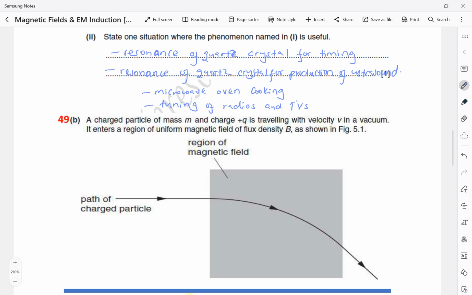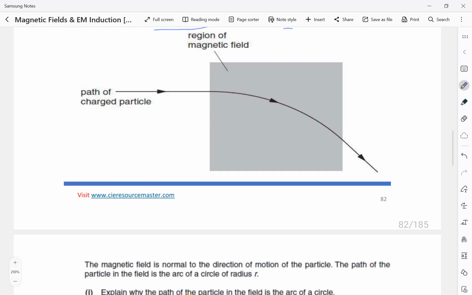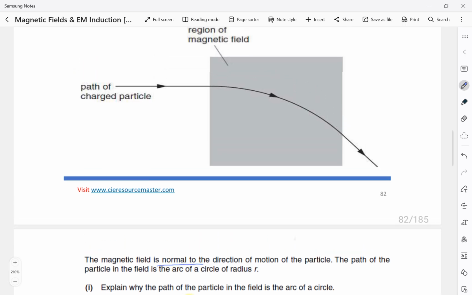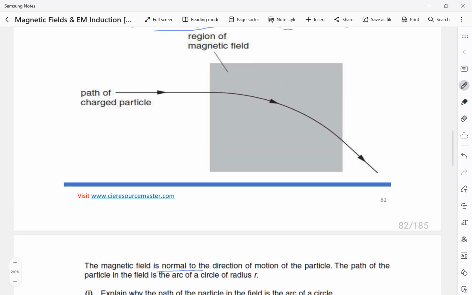A charged particle of mass m and positive charge q is traveling with a velocity v in a vacuum. It enters a region of a uniform magnetic field of flux density B as shown here. The magnetic field is normal to the direction of motion of the particle. If the magnetic field is perpendicular to the direction of motion of the particle, by Fleming's left-hand rule, the particle experiences a force.